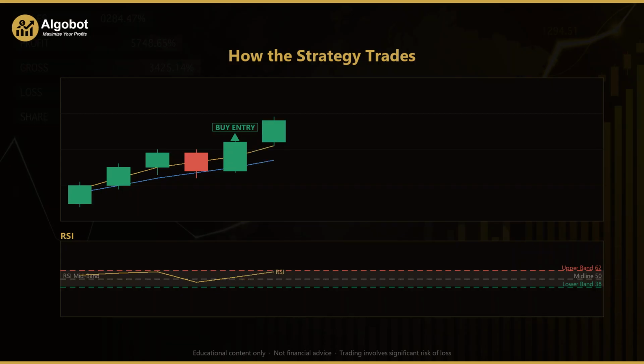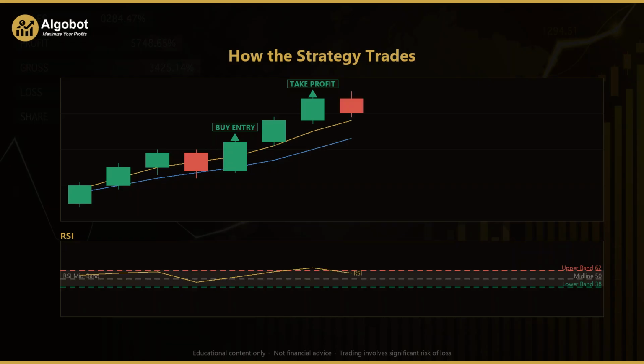Now watch the fourth candle. Price pulls back and closes below the fast EMA, a shallow dip toward the mean. Notice how the RSI cools at the same time, dropping down inside the midband, near the lower edge but not falling to an exhaustion extreme. This is the setup the strategy waits for, a dip that resets momentum without breaking the trend.